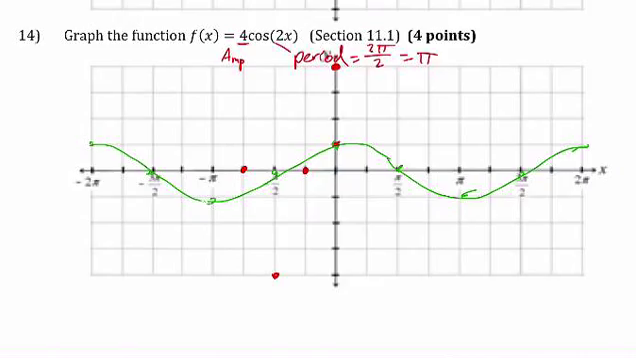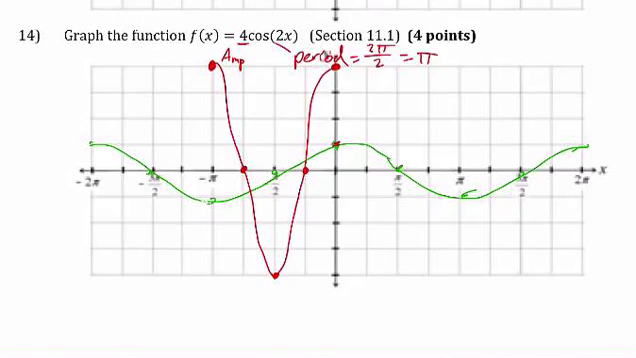Last point on the left side, I'm going to cut its width in half, so that goes over to pi, and then quadruple its amplitude, so up here at pi. And then the y value is at 4. So now we've got a pretty skinny and steep wave.